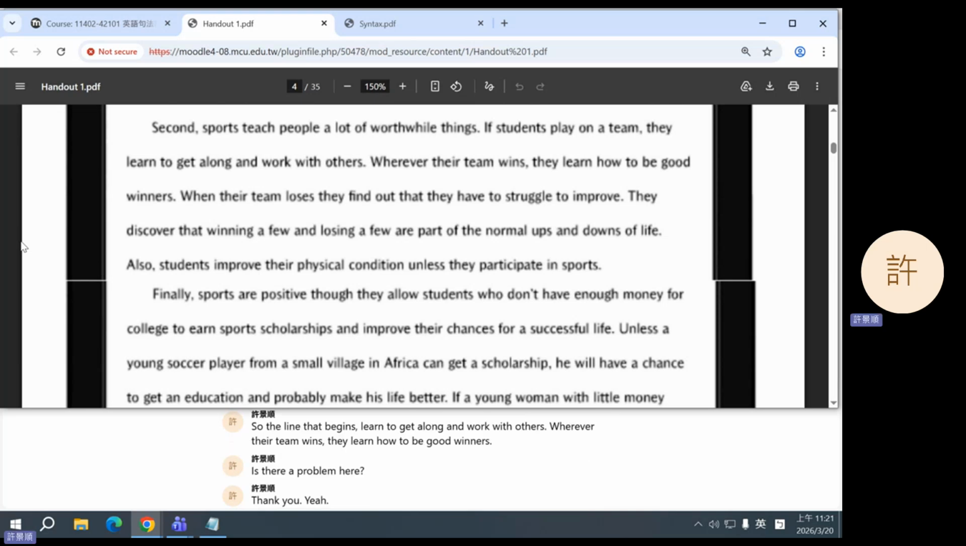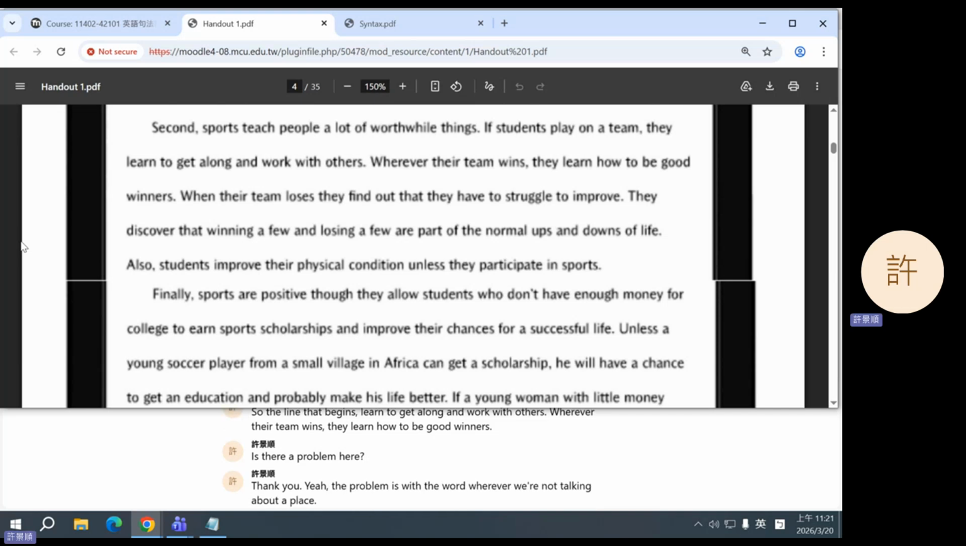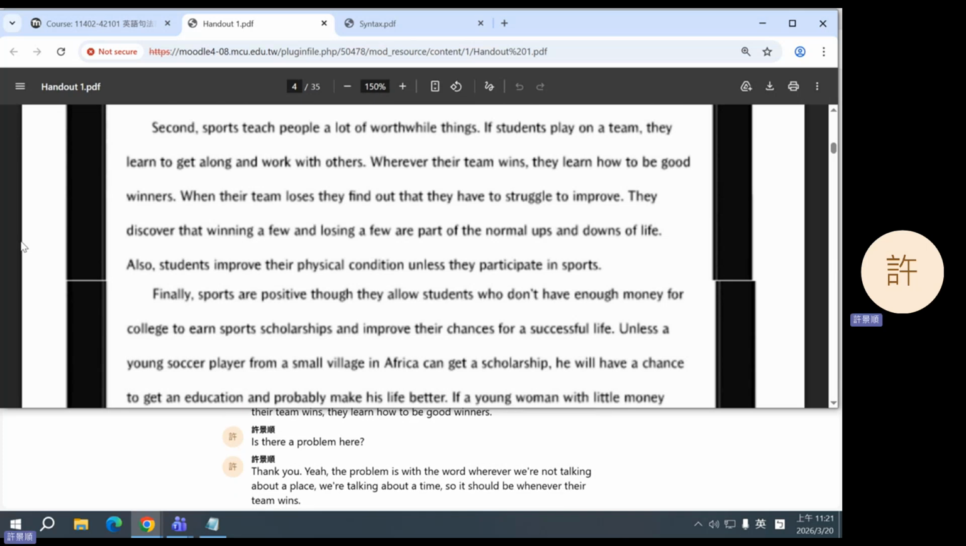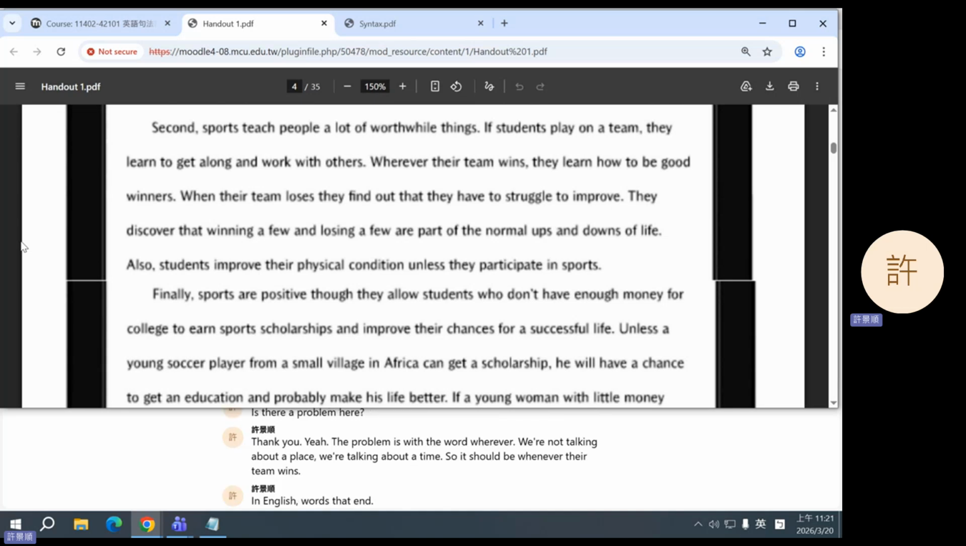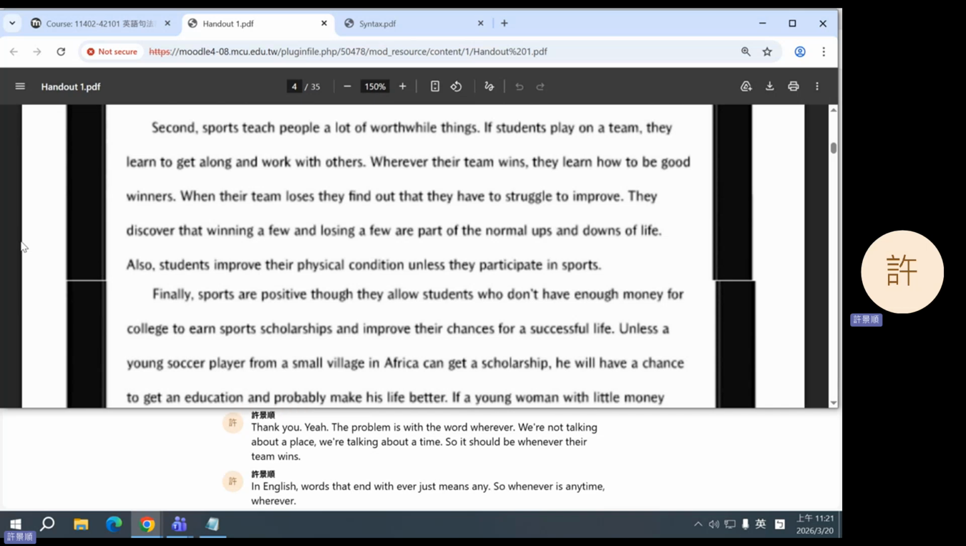Thank you, yeah. The problem is with the word wherever. We're not talking about a place. We're talking about a time. So it should be whenever their team wins. In English, words that end with ever just mean any. So whenever is any time. Wherever is any place. However is any way.